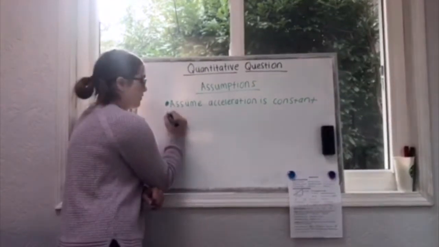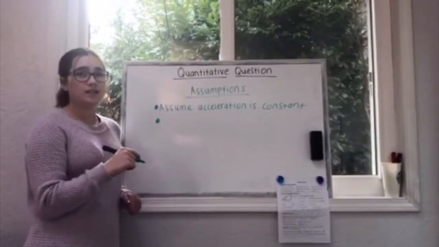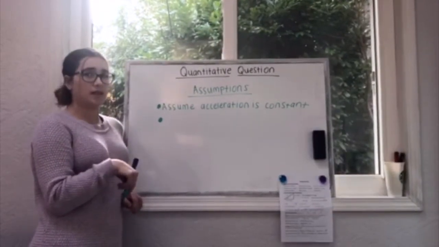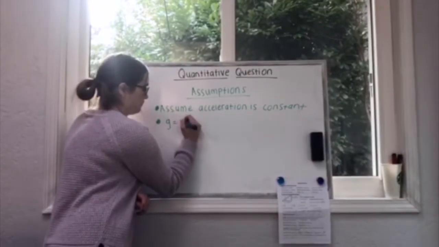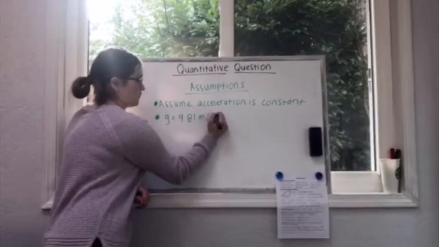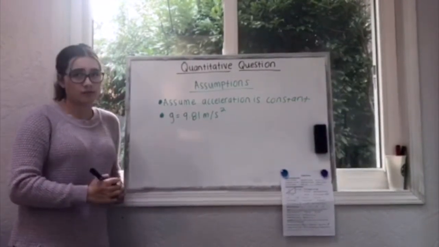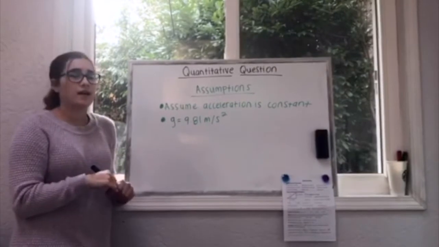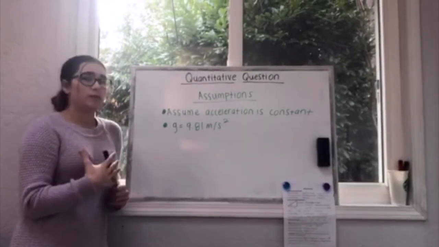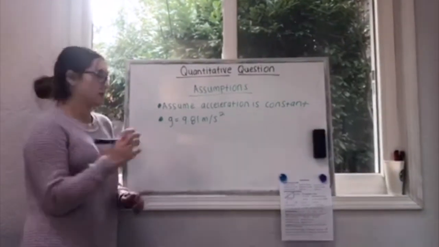Next to that, we have to assume that little g is equal to 9.8 meters per second squared, which is the acceleration due to gravity. We're also using Newton's laws. In order to use Newton's laws, there's a hidden assumption that isn't as obvious, and that is that we have to assume that we are in an inertial reference frame, because they cannot be used outside of that.